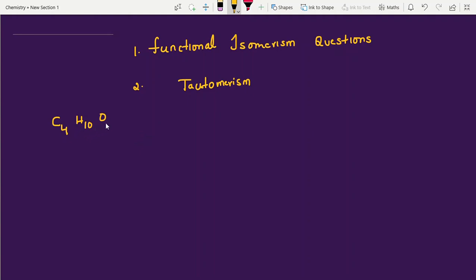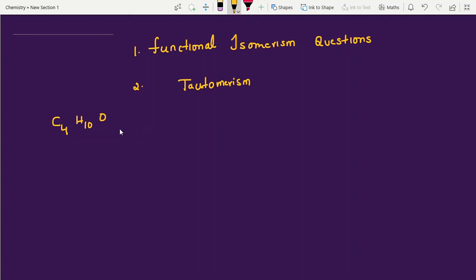C4H10O: how many alcohols possible? How many ethers possible? Afterwards, how many primary alcohols, how many secondary, how many tertiary, they frame questions in different ways. For all these questions, first let me start the explanation. Afterwards, we'll discuss the question.